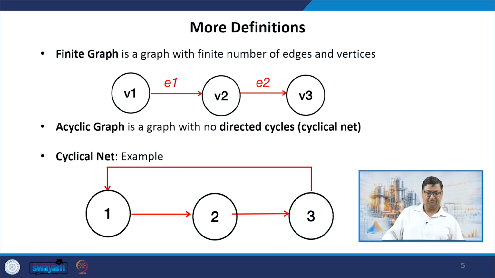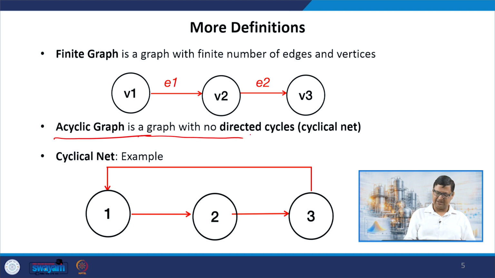Okay, a few more definitions. There is something called a finite graph. In mathematics, everything has to be defined with respect to finiteness. In principle, we can have an infinite number of vertices and edges, but for all the applications we are interested in, we are interested in a finite number of edges and vertices in our graph. And finally, this is something which is most important for us, as we will see: the idea of an acyclic graph and a cyclic graph.